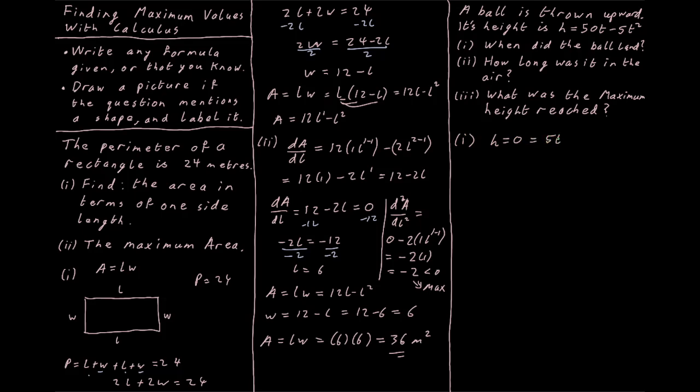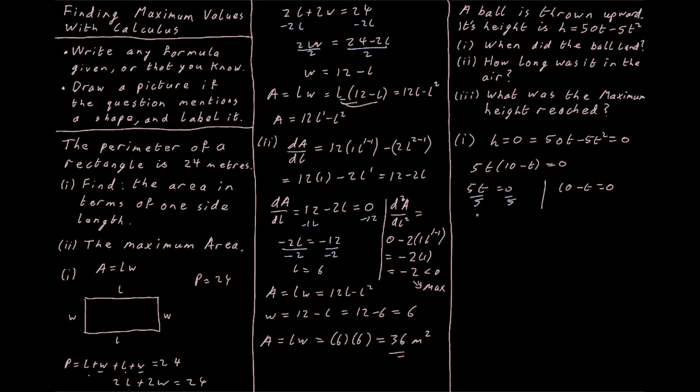So 50t minus 5t squared has to be equal to 0. I have a common factor of 5t. I'm just solving a quadratic equation now, but I can see I have a common factor. That's how I'm going to do it. So 5t times (10 minus t) is equal to 0. So I rearrange that. 5t could be equal to 0, or 10 minus t could be equal to 0. Divide both sides by 5.